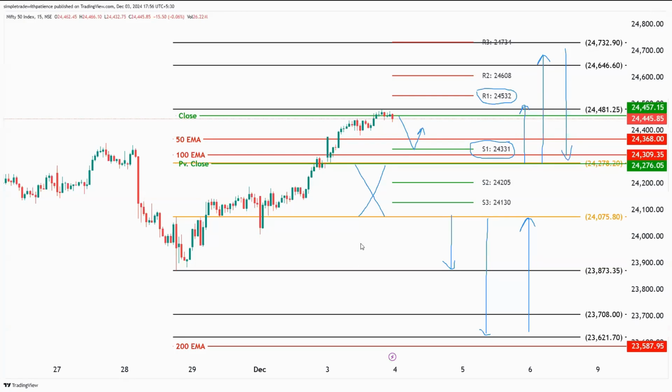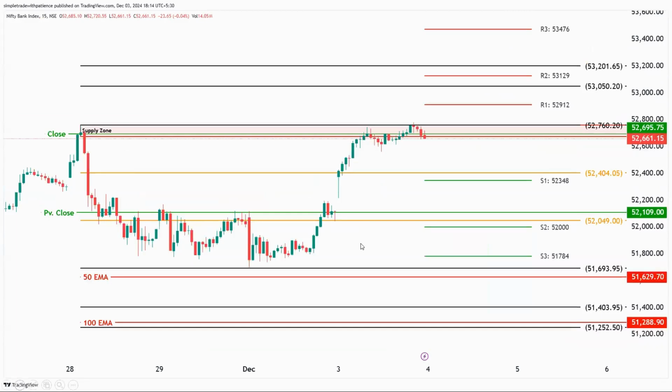So with this, let's move on to Bank Nifty. As you see, Bank Nifty, which has closed at 52,695.75, is higher than its previous close of 52,109. Now, presently it is in our supply zone. The closing has been on the 15-minute time frame, just below our supply zone.